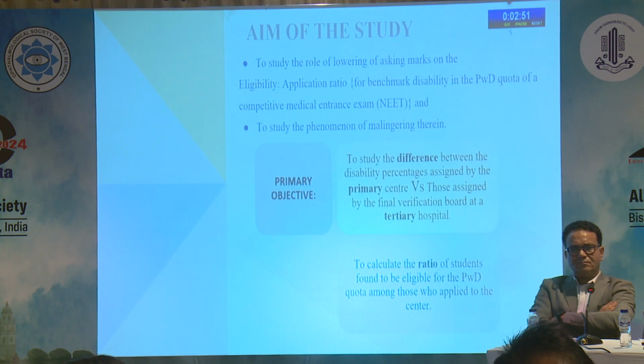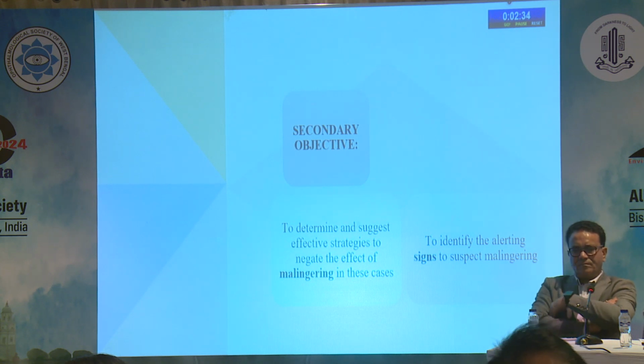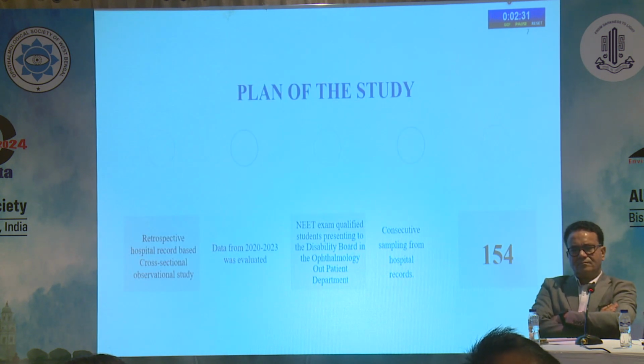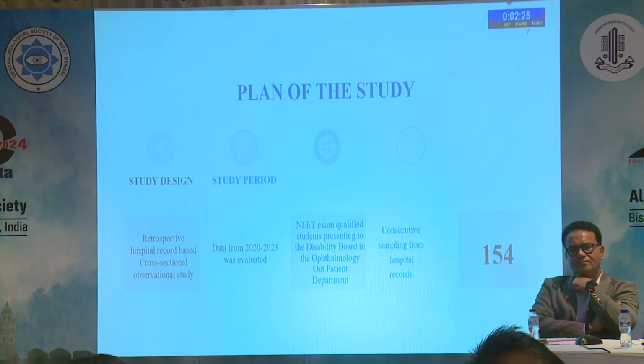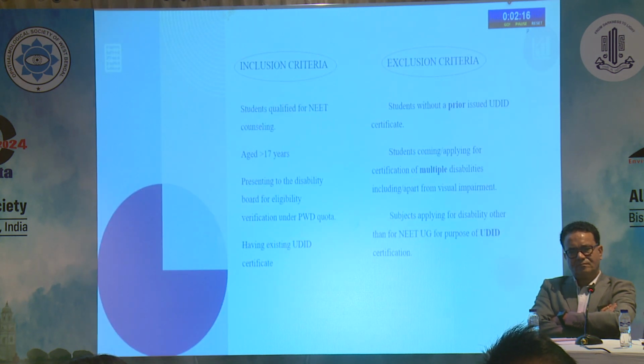So based on this, we wanted to see how much was the difference in disability percentages from the primary center to the tertiary center, that means the first certificate to the second certificate, and of the students who applied to us, how many of them were really eligible to apply for MBBS. The secondary objective was how many of these students were malingering and what were the reasons for this. So it was a retrospective hospital record-based study. We have been a center for 4 years, and NEET students were the ones included, consecutive sampling amounting to 154 students. The only ones we excluded were those with multiple disabilities, because there's a separate formula for those.